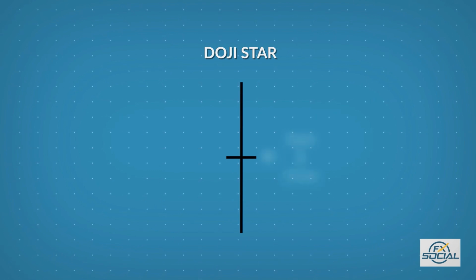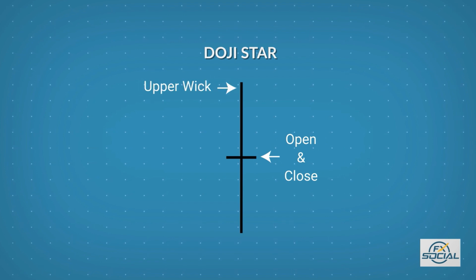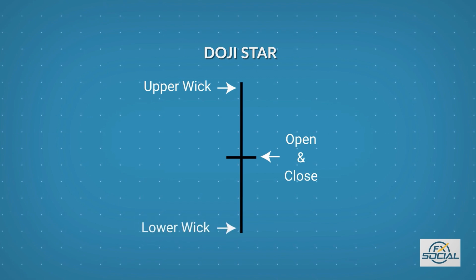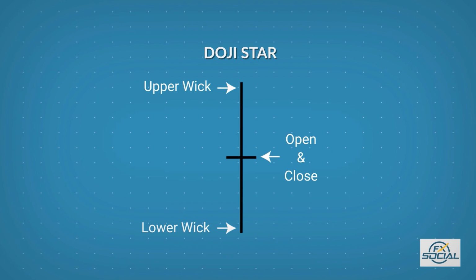The doji candlestick or doji star is characterized by its cross shape. This happens when a candlestick opens and closes at the same level, leaving a small or non-existent body, while exhibiting upper and lower wicks of equal length. Generally, the doji represents indecision in the market. Neither the bulls nor bears are in control.